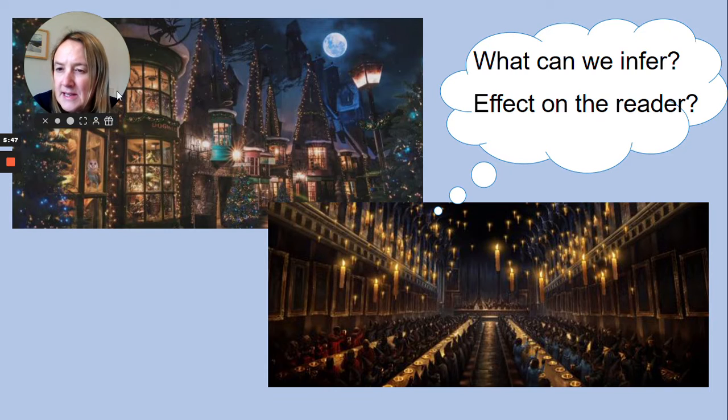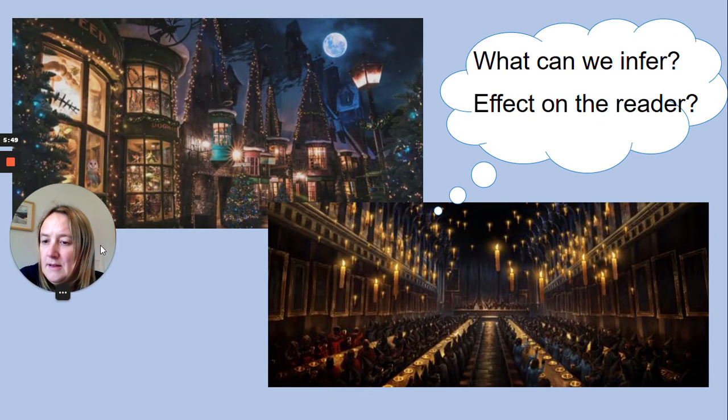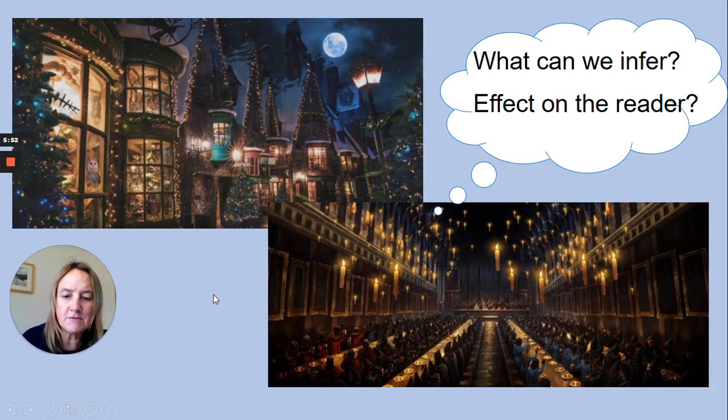Okay, setting. Why is setting description really important in a story? You might want to pause the video and have a discussion.